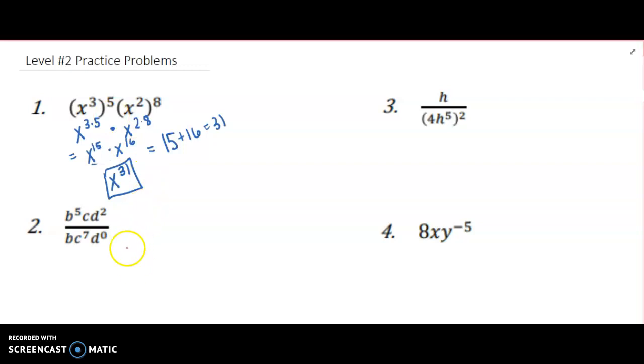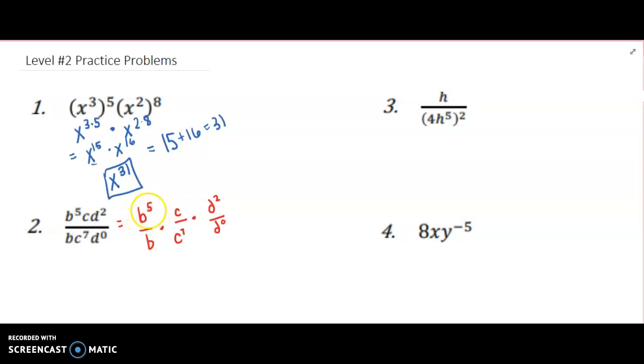Okay, let's look at 2 down here. When we do these, I like to separate them. So I like to do b to the 5th over b times c over c to the 7th times d squared over d to the 0, and just look at them separately and then put them all together. You don't have to by any means, but I find it easier.